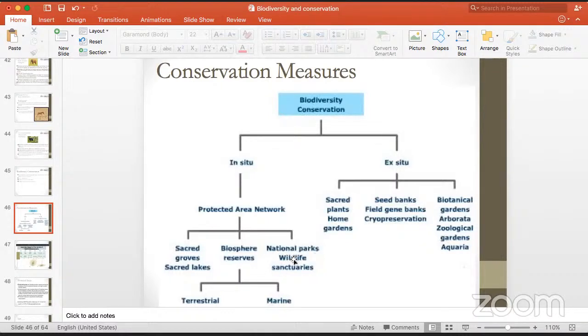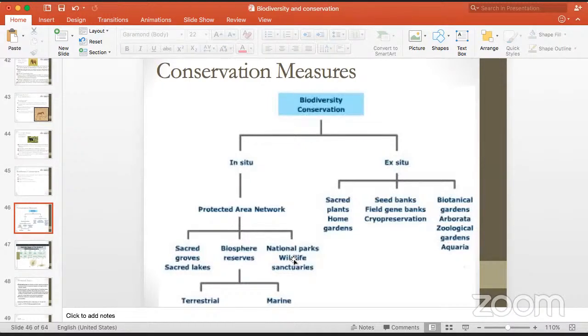Then what is the wildlife sanctuary? They are declared by the state government. So they are within the state boundaries. Their expanse is not such that they will spread across two states. So they belong to one state. This is the case of wildlife sanctuaries.